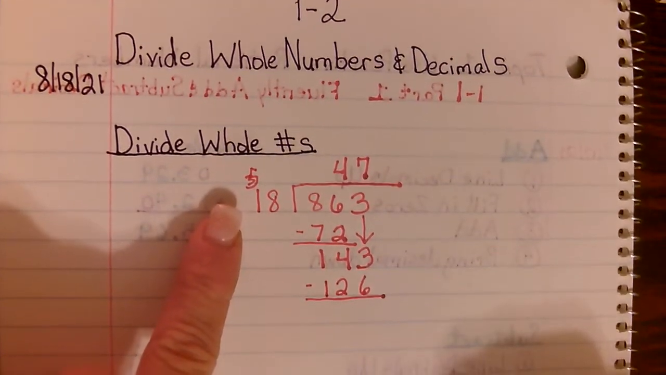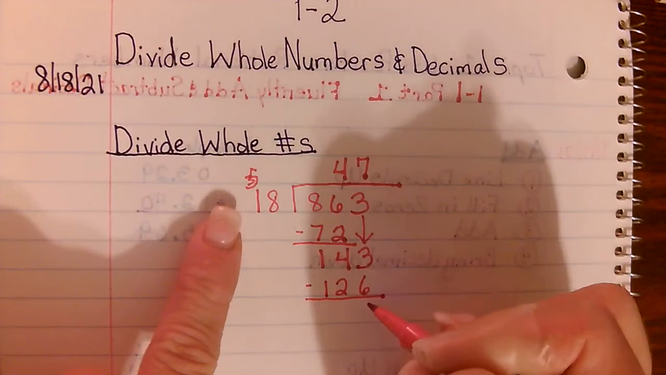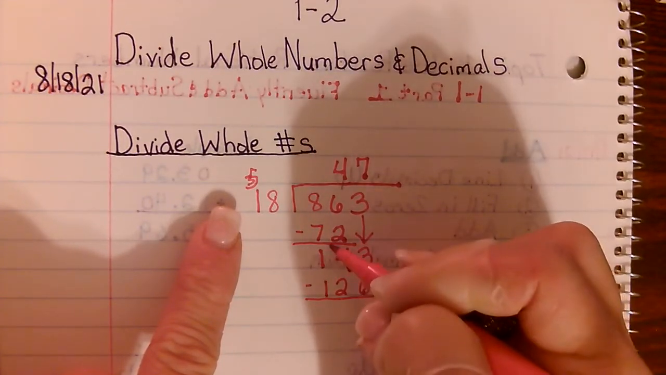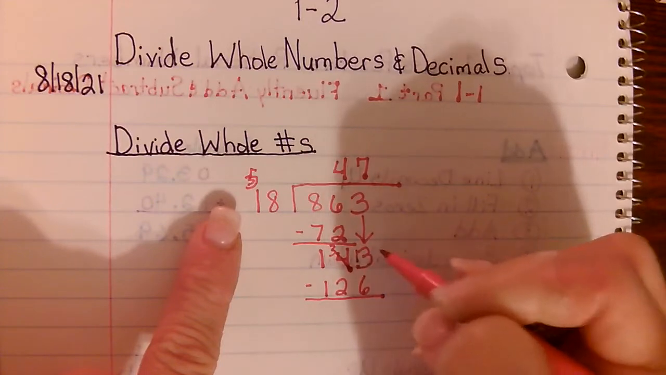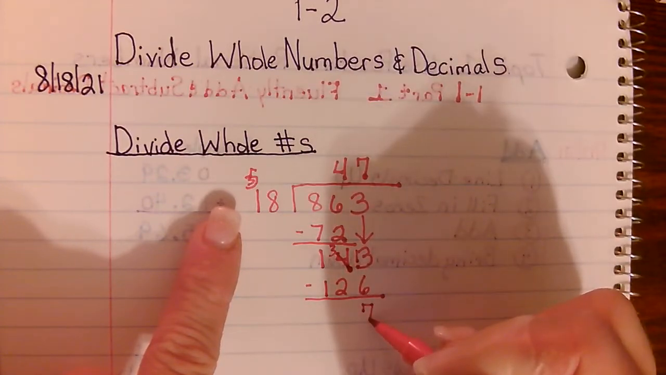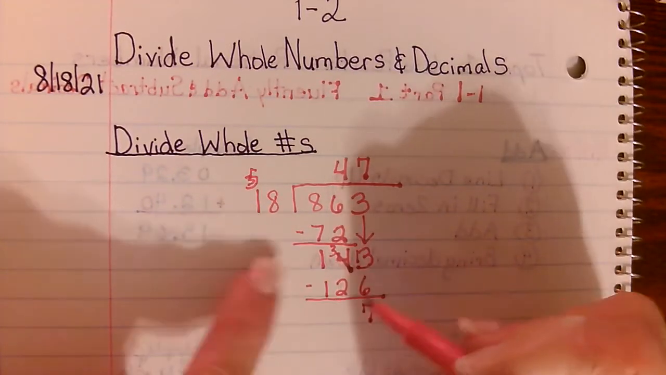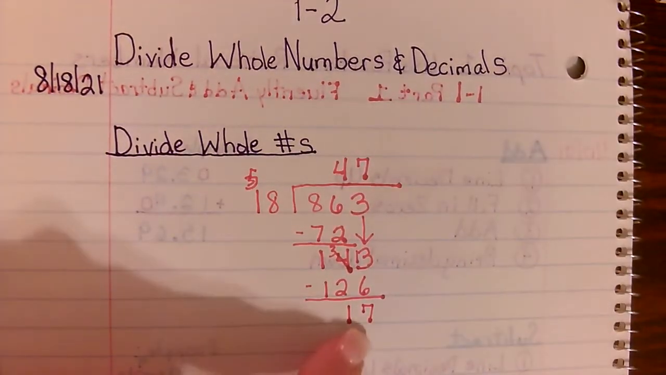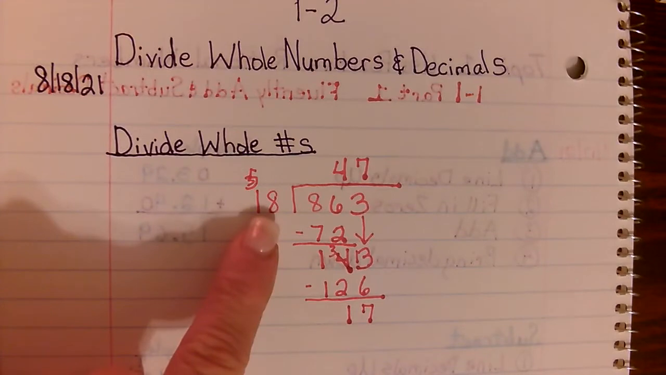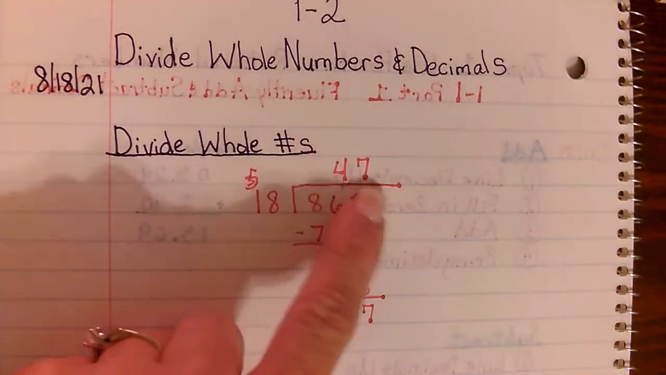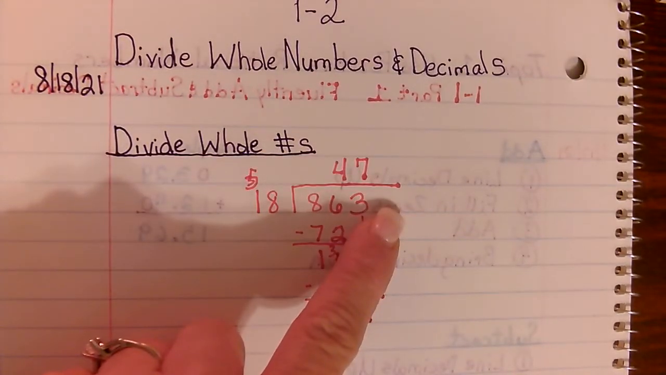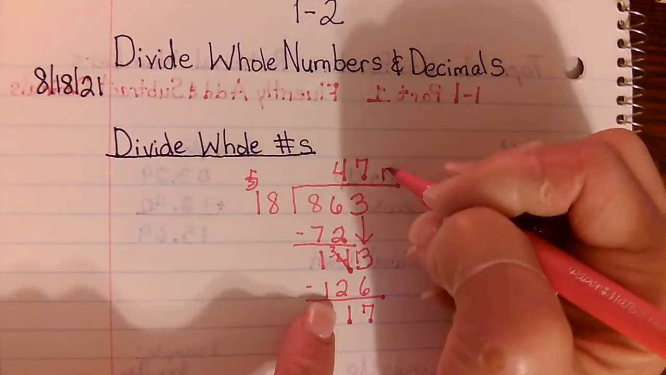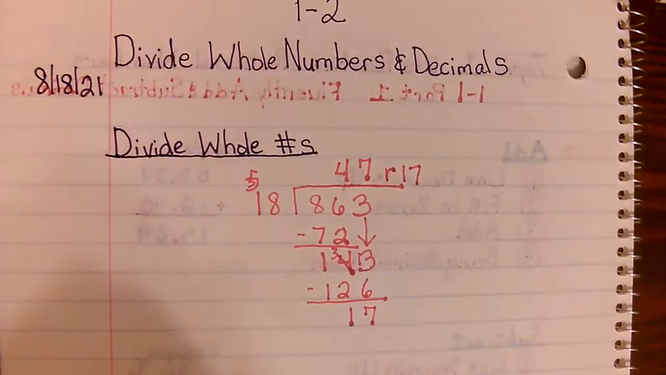Let's subtract. And 3 can't subtract 6. I've got to borrow. So I'm going to borrow from here and leave that with 3 and make this 13. And 13 minus 6 is 7. And 3 minus 2 is 1. And 1 minus 1 is 0. So I have something left over that's smaller than 18, and I have no numbers left up here. We're done. So that means 47, remainder of 17.